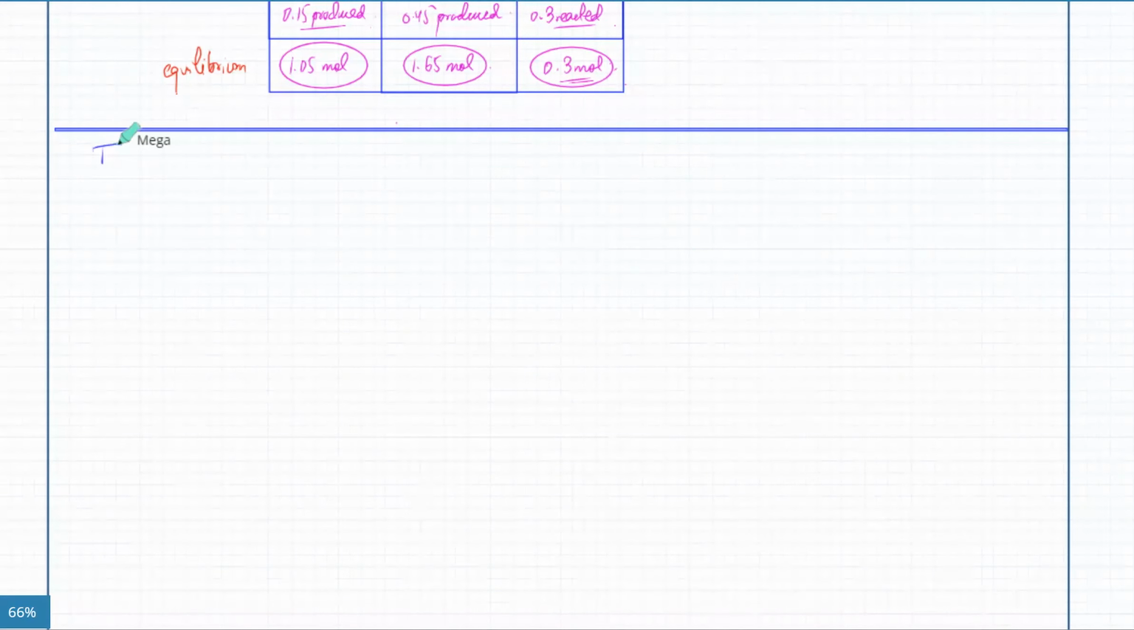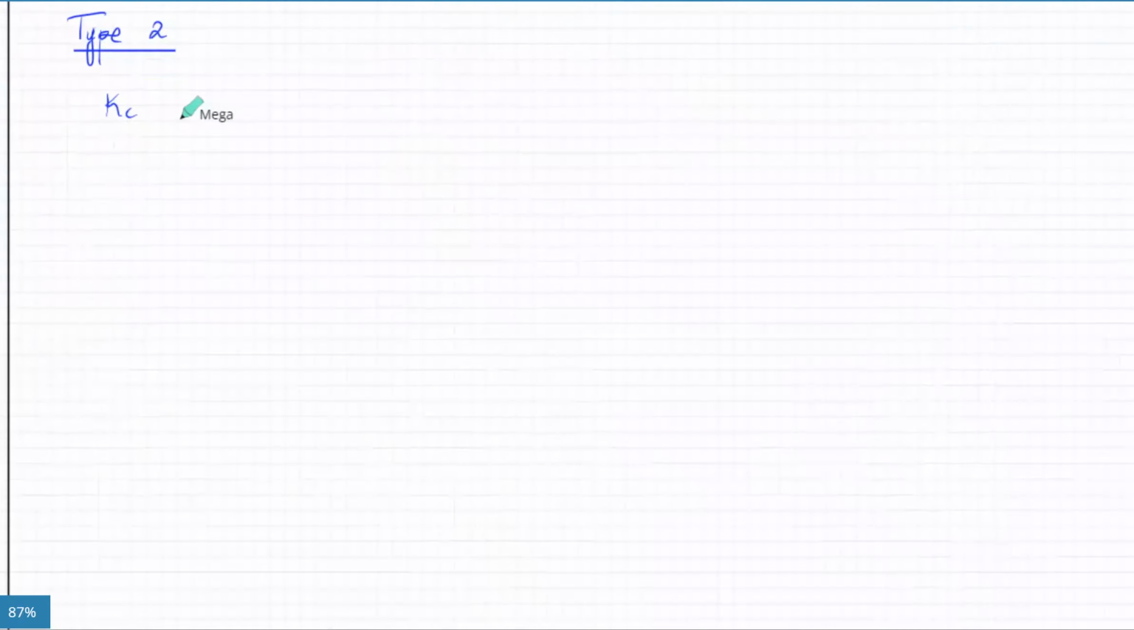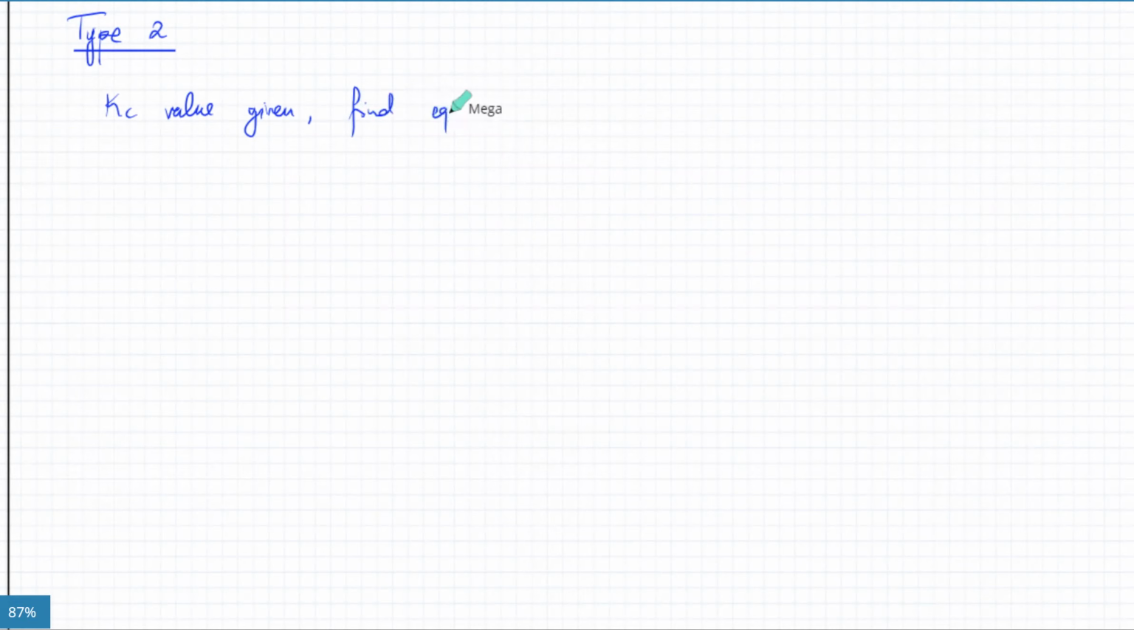So type 2 questions. In this, what will be different would be that the Kc value would be given. So your Kc value is already given, and you have to figure out the equilibrium concentration. So it's the reverse now. So Kc value is given, and you're supposed to find the equilibrium concentration.